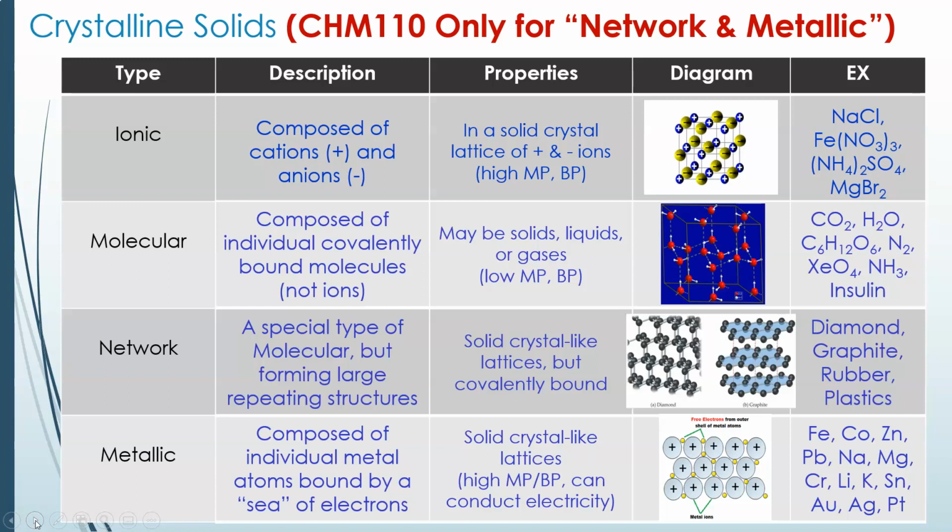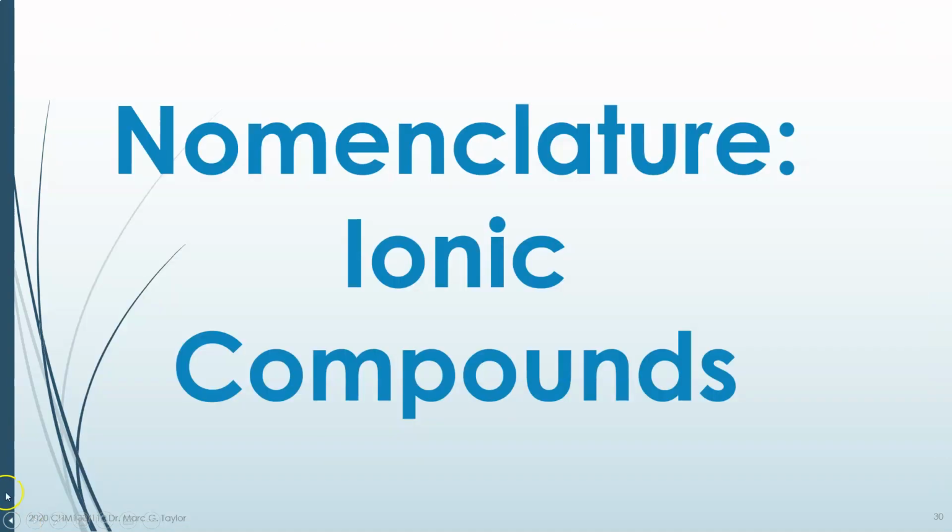So metallic bonds are actually different from ionic bonds and molecular bonds. We're not going to cover those in Chem 110, and we're not really, in Chem 100. We're not going to cover network compounds in Chem 100 either, but I wanted to go over these to cover all the types. And with this, we'll stop here for the next module.